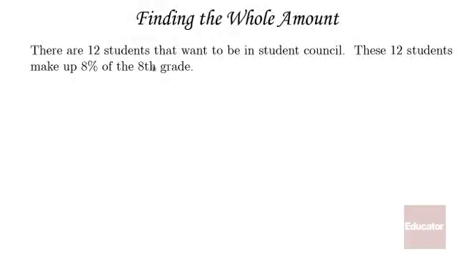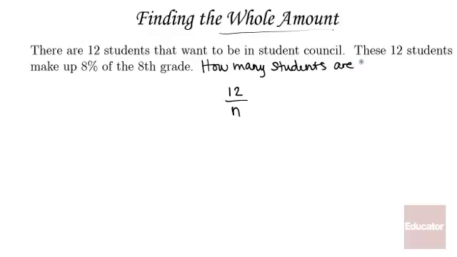There are 12 students that want to be in student council. These 12 students make up 8% of the 8th grade. Since I solved the last problem by using decimals, I'll solve this problem by using proportions. 12 students out of a certain number, which we don't know, and I think they want to find out the whole amount, so how many students are in the 8th grade.